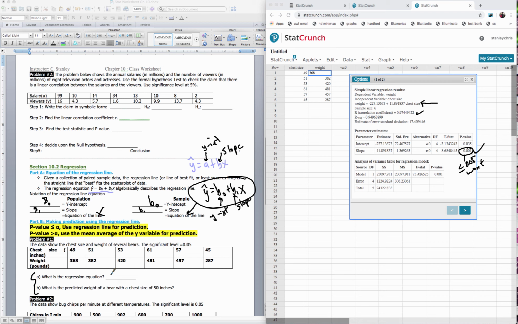Okay, so the regression equation would look like this: weight, which just so happens to be the y value, equals negative 227.1. Don't worry about this too much. And that's times chest size.